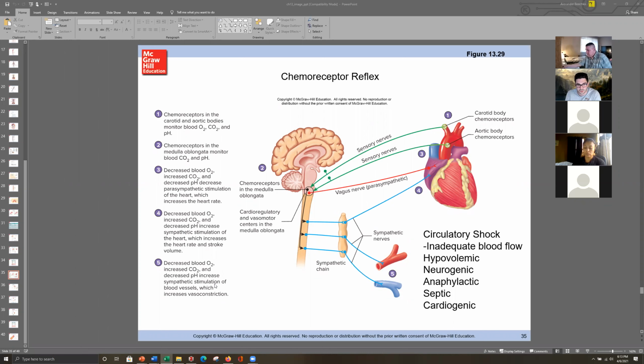Decreased blood oxygen, increased CO2, and decreased pH also increase sympathetic stimulation of the blood vessels, which increases vasoconstriction. So we're able to increase blood pressure to force blood through structures as efficiently as possible, and help ventilate our blood and get it back into our lungs as quickly as possible. There's another mechanism we'll look at in a minute, the angiotensinogen pathway, which helps change, or not lower, but actually increase our blood pH, right?